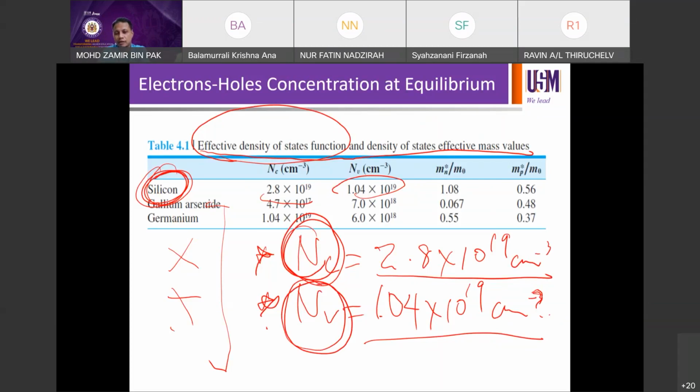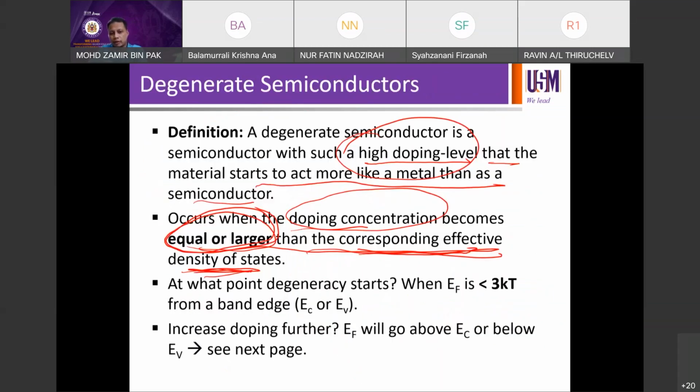Okay, if you talk about N-type, whether it's degenerate or not, then you have to compare with this NC. If you're talking about P-type silicon, degenerate or not, you have to compare with NV. Then only you know whether it is already a degenerate semiconductor or not. So at which point in particular are we going to have this degeneracy? Okay, degeneracy is the mechanism, the process or the event where you have a degenerate semiconductor.